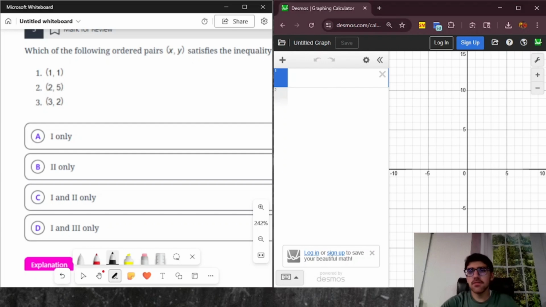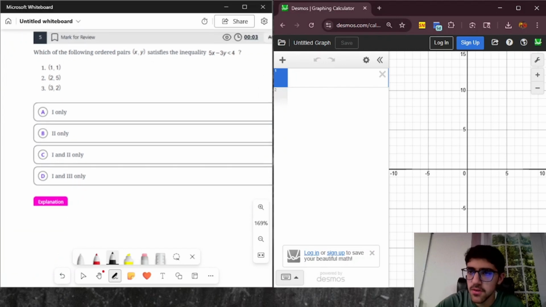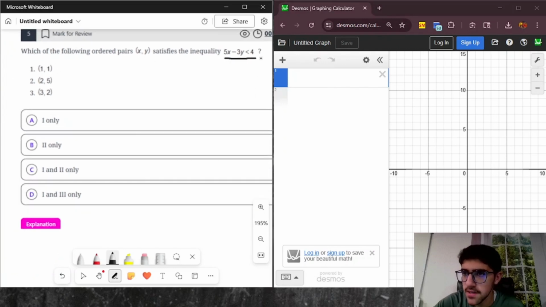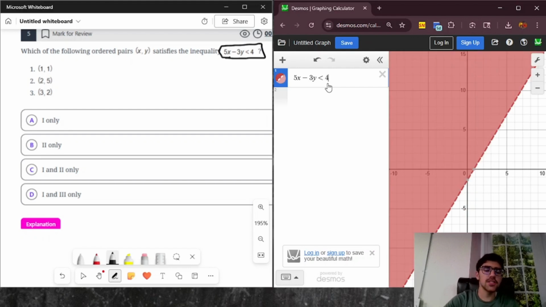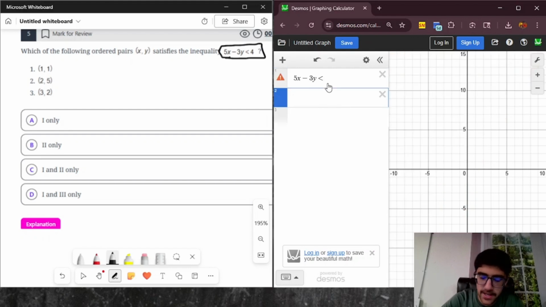Right now, if you want to use Desmos, start by just graphing the inequality. So 5x minus 3y is less than 4. Also, if you ever want to put a less than or equal or greater than or equal, you just press shift comma or shift period, and that gives you these symbols. And if you put the equal sign after it, it just adds the line.